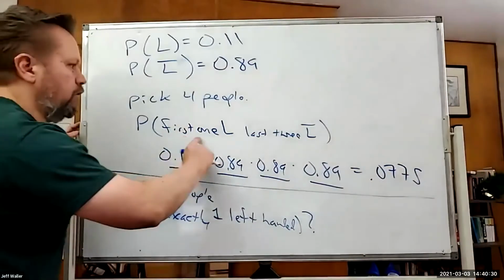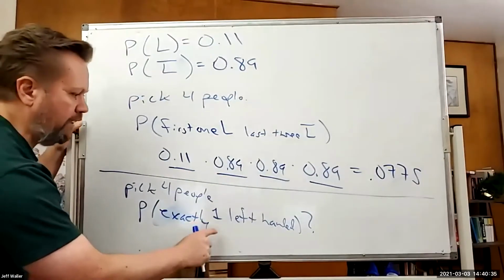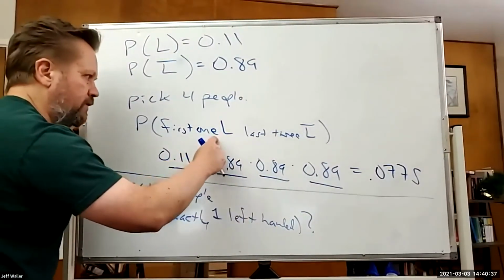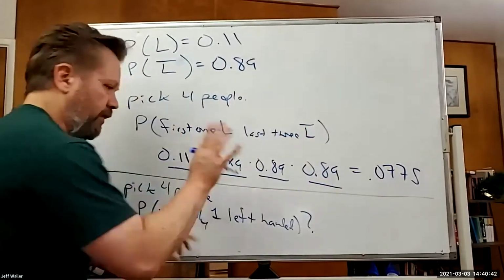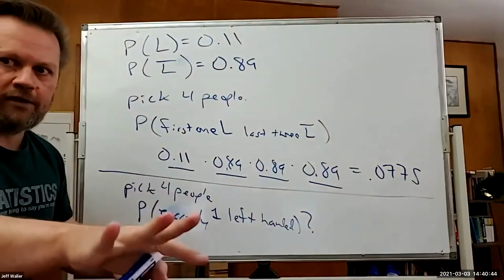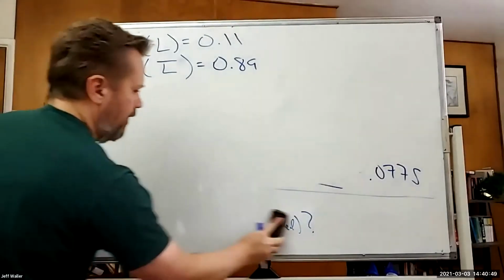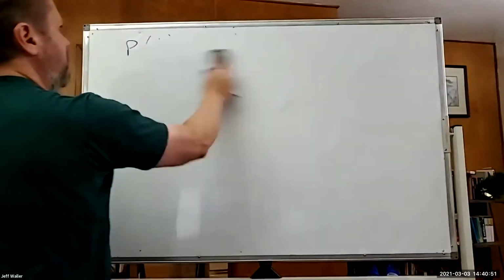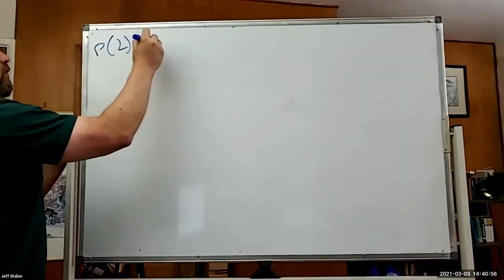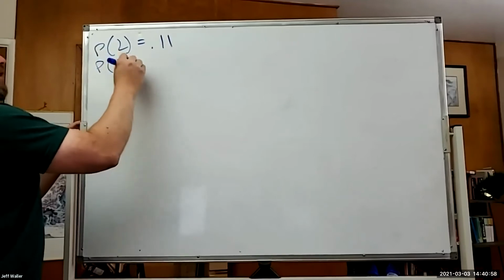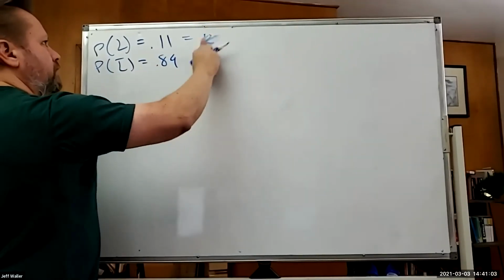So this is too specific for this. This is more general. Exactly one left-handed person would be this, plus this, where the second one is left-handed, plus the others. All right, let me focus on this. So this is the new stuff we're getting into right now. All right, here we go. I'll put it up here. Let me make this smaller. So one thing I'm going to do to make this a little easier to talk about is I'm going to call this probability little p. That's a little p.